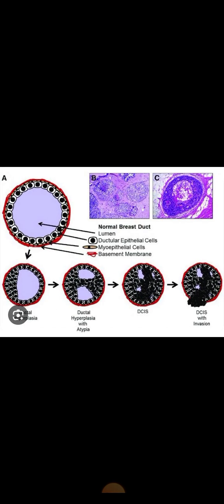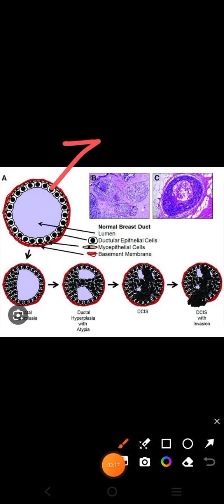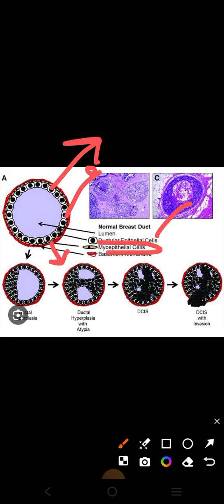Let me show you another diagram. This is the normal breast duct shown here. These are the luminal cells, and here you can see the myoepithelial cells, as the ducts of the breast are lined by two types of cells: luminal cells and myoepithelial cells. In red is the basement membrane. The carcinoma in situ will not invade that basement membrane. It will be confined to it.